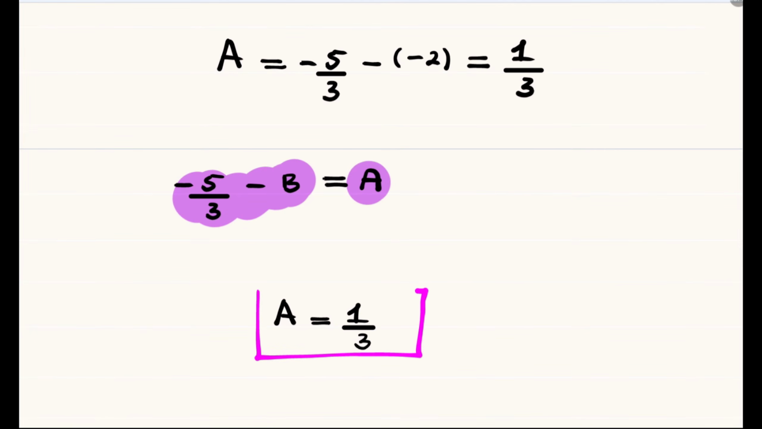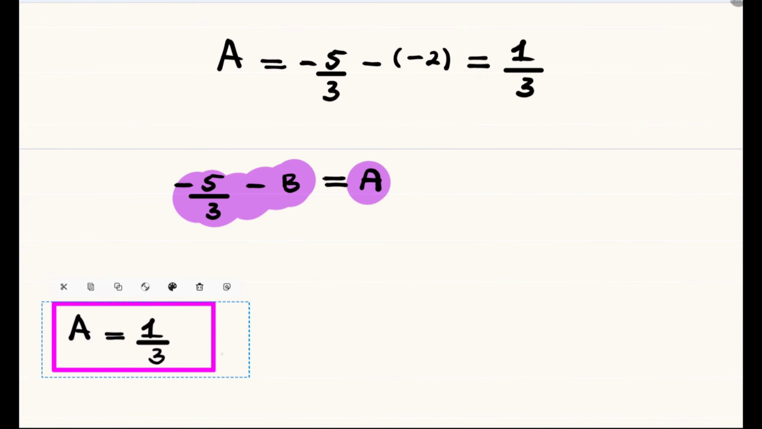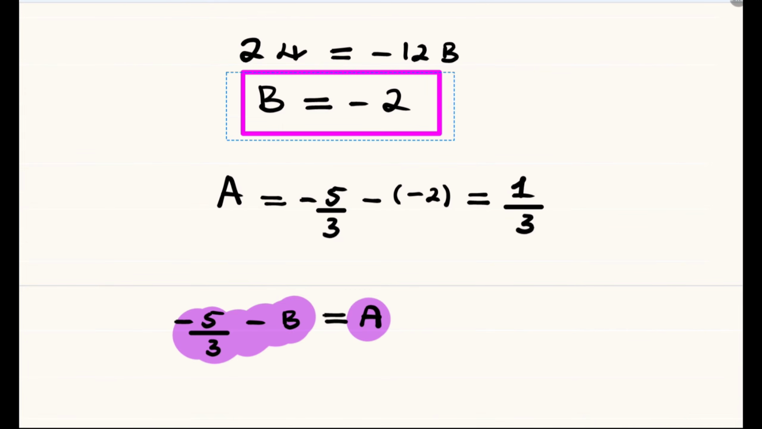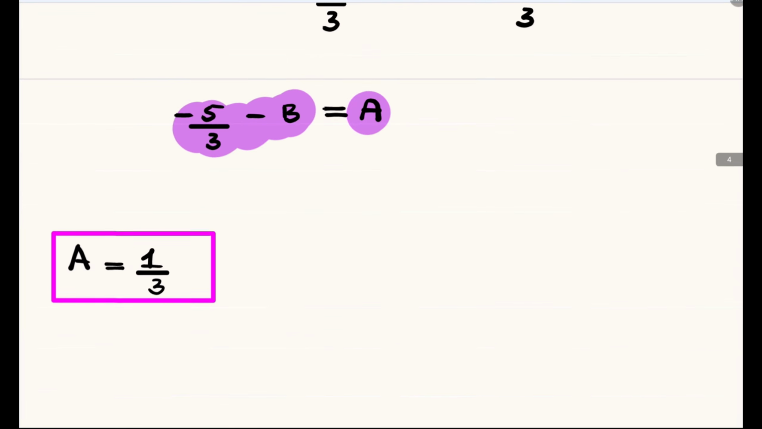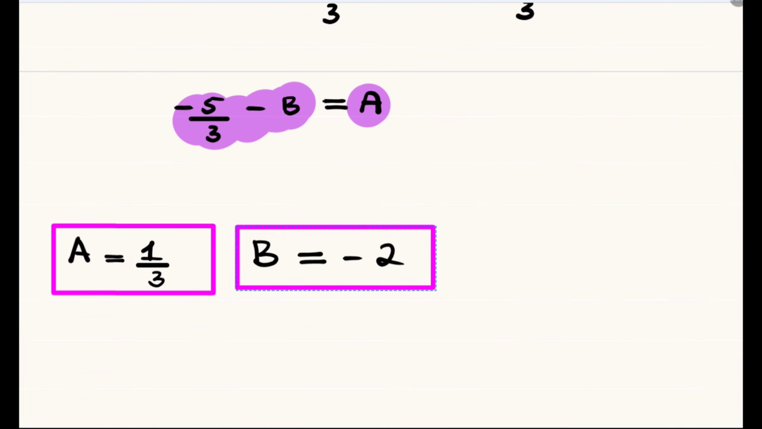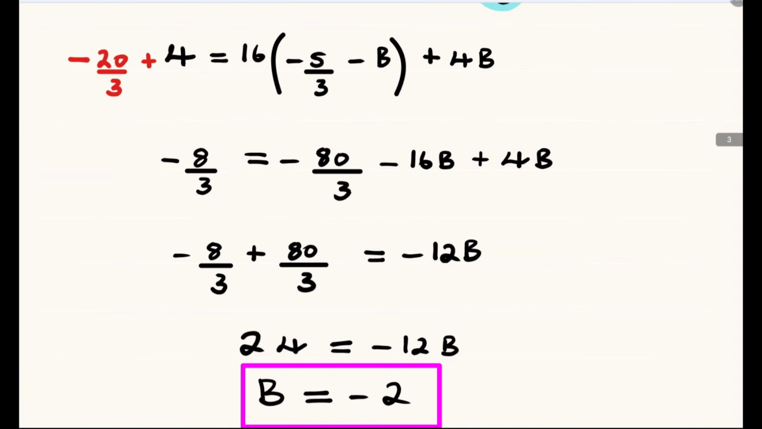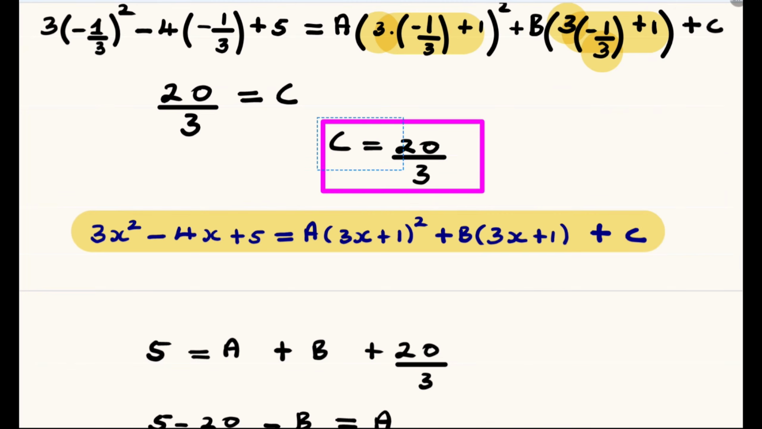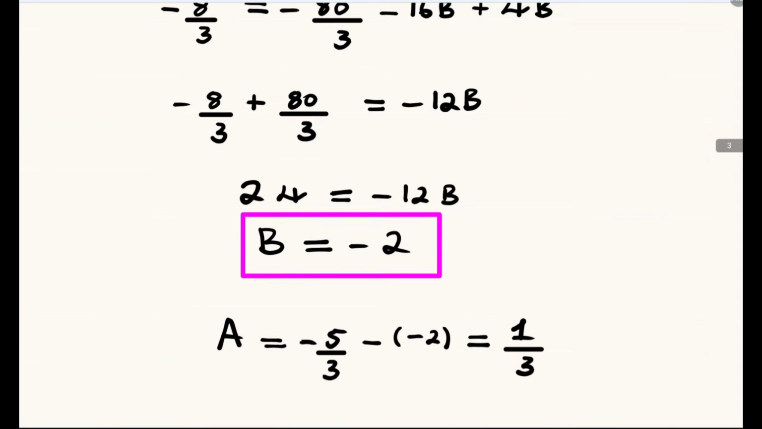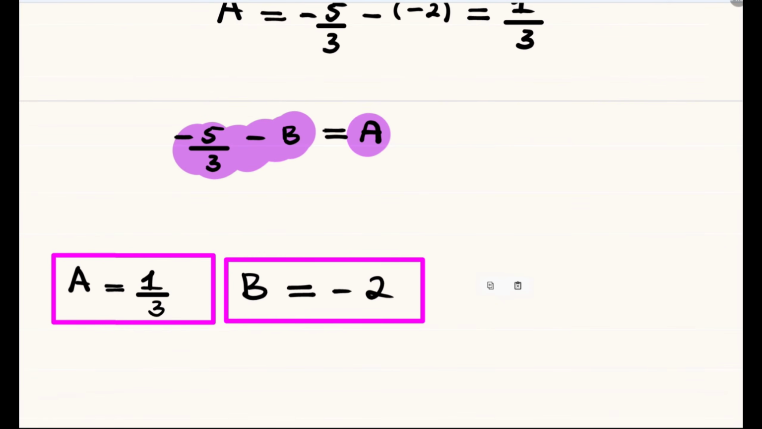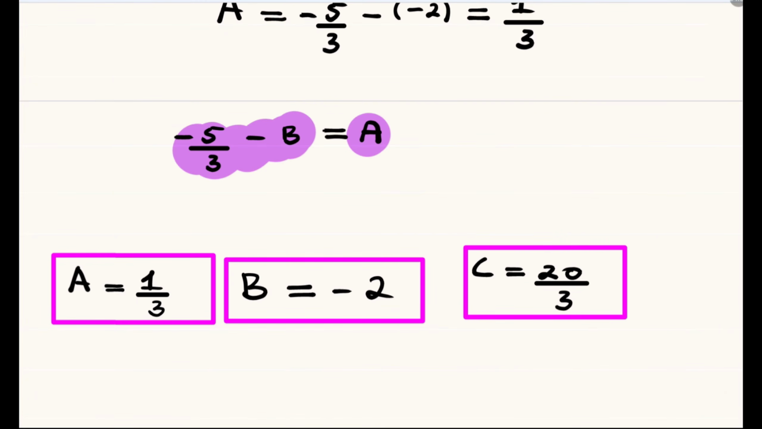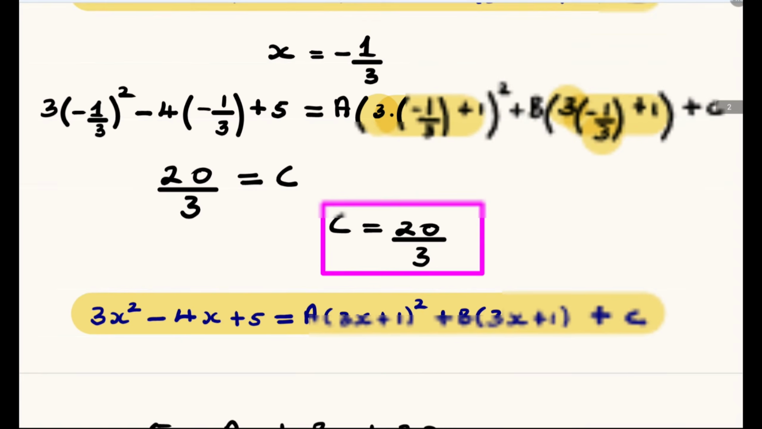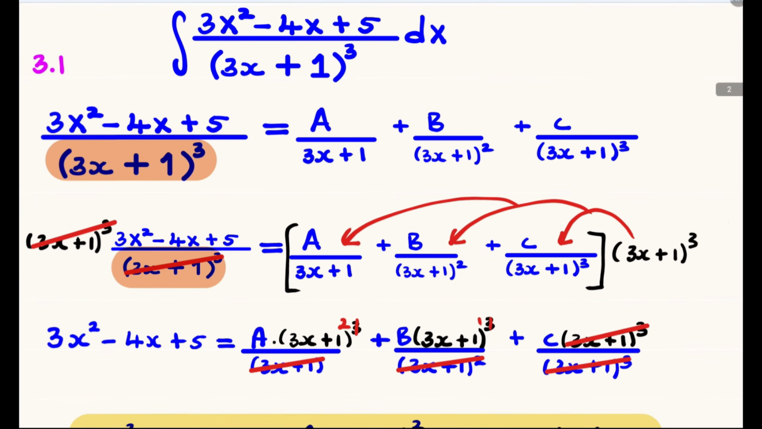So now that we have the a, we also have the b, and our c was equal to 20 divided by 3. We can now substitute these constants into the original equation.